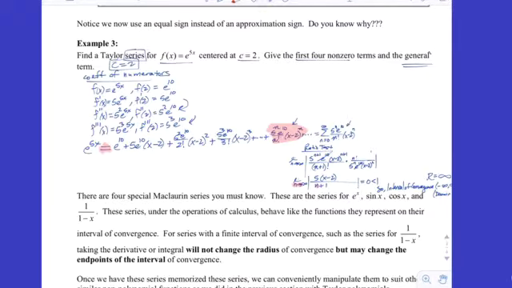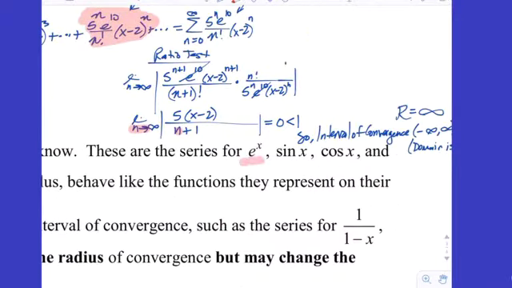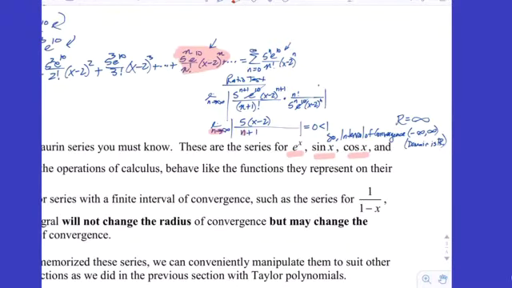All righty. There are 4 special Maclaurin series that you must know. These are the series for e to the x, sine of x, and cosine of x. And we've already memorized, or you should have memorized, their Taylor polynomial forms, or Maclaurin forms, actually, so the series is not going to be that much different.